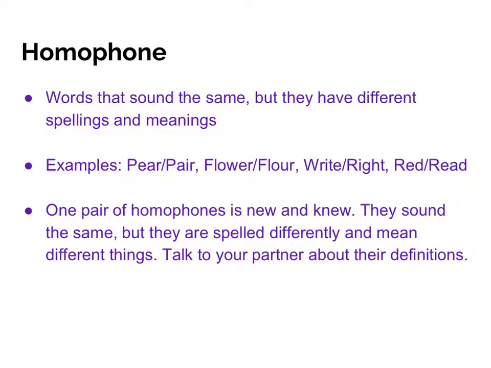Other examples, pear, pear. Sounds the same, but this is a fruit. This is a group of two. Flower, flower. Sounds the same, but spelled different, and this means like a plant that smells nice, and this means the white thing that you bake with, flour. We already talked about this one. Red, red. Sound the same, but different spellings and different meanings. This is a color. This is to say you read something, but in the past tense.